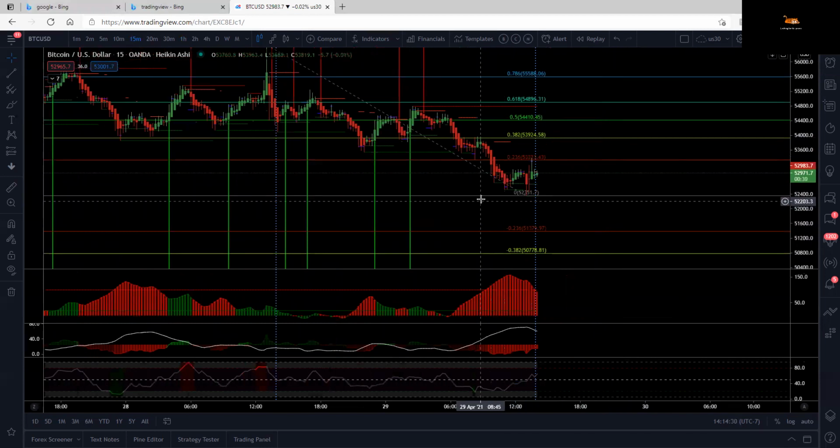Okay. Same thing with Bitcoin. You got your red arrow here. Okay. Waiting for it to break past the next area. Came down to the 382. Consolidation, consolidation. And then what did it do? After it broke past the 236, you could have took it down right here.